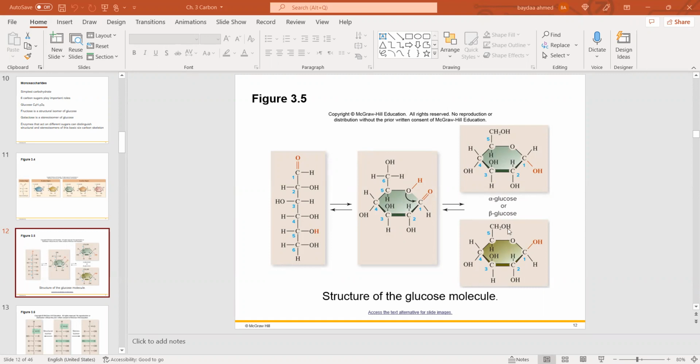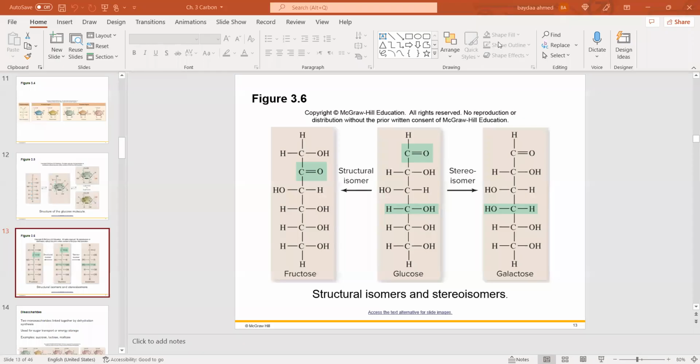Your taste buds can discern them. Fructose tastes much sweeter than glucose, despite the fact that both sugars have identical chemical composition. Enzymes that act on different sugars can distinguish both the structural isomers and stereoisomers of this basic 6-carbon skeleton. So glucose is not the only sugar with the formula C6H12O6. Both structural isomers and stereoisomers of this simple 6-carbon skeleton exist in nature.